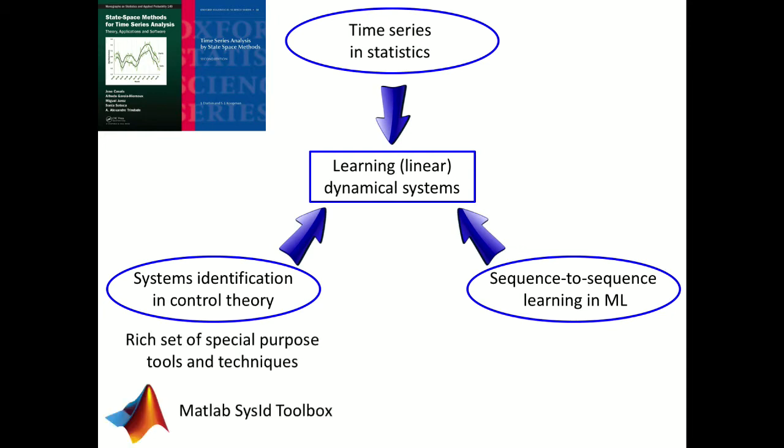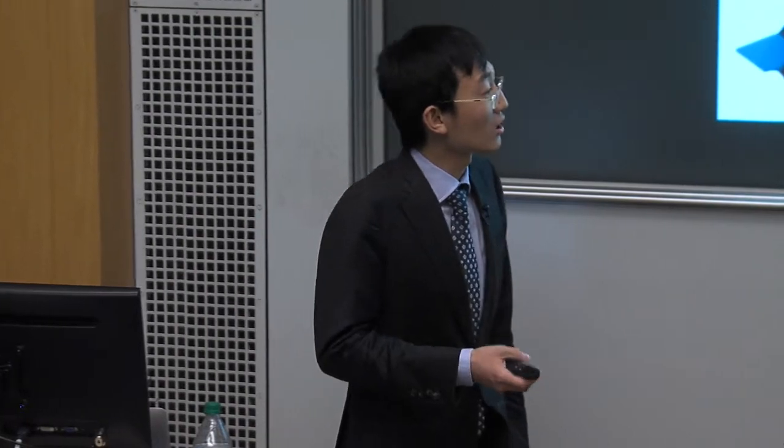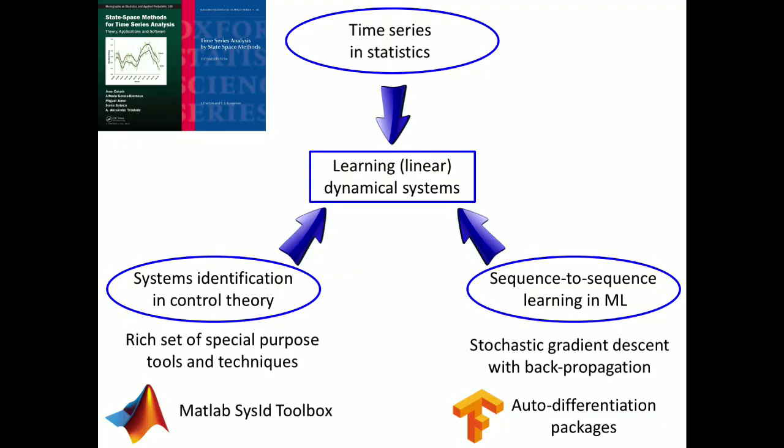There have been a rich set of special purpose tools and techniques developed in the past several decades, and many of them have been implemented in the System ID Toolbox in MATLAB. In machine learning, we often call this these days sequence-to-sequence learning. And the way that we are solving it is strikingly simple. We just use stochastic descent with backpropagation through time. And the way that we implement it is also strikingly simple. We just use an auto-differentiation package. We describe the model in a package, and with one line of code, you can get a gradient. With another line of code, you can get an optimizer.